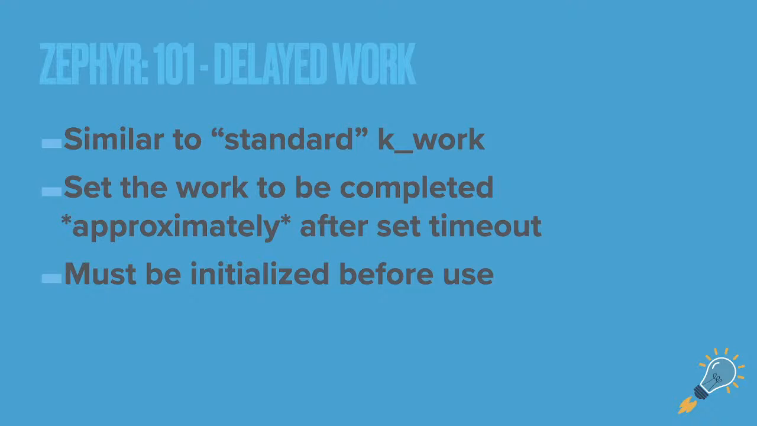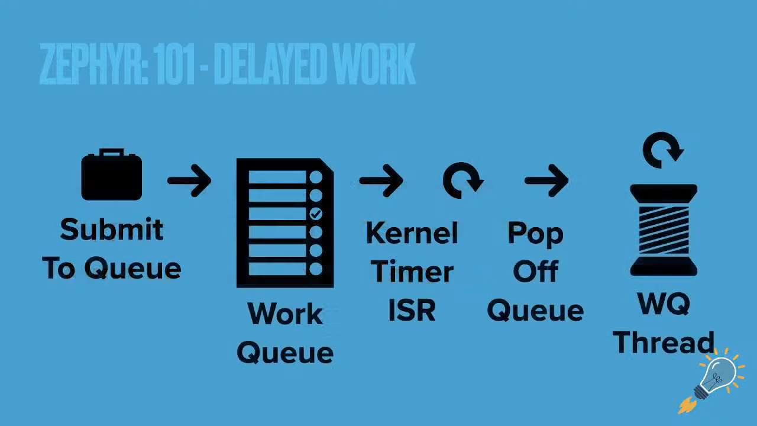The kernel says, "Oh, hey, your time has come. Time to get work done," and then it sends it over to the work queue thread, and then it gets processed. So similar to the regular k_work, it needs to be initialized before use. So just something to keep in mind. Here you can see the part in the middle there, the kernel timer ISR. That's the part that creates that timer or that delay for the work to be submitted.